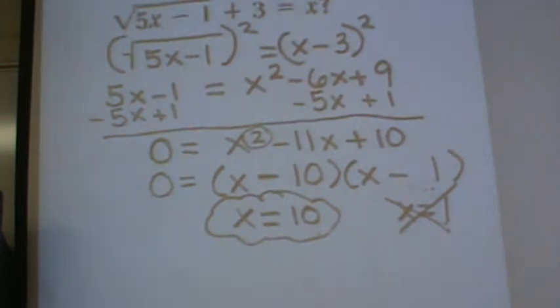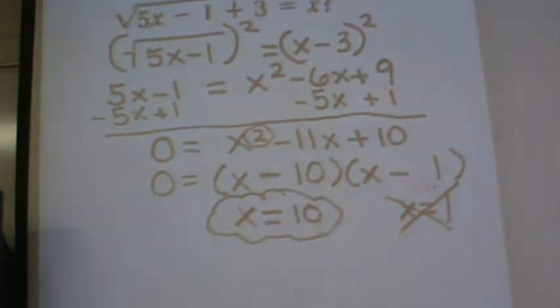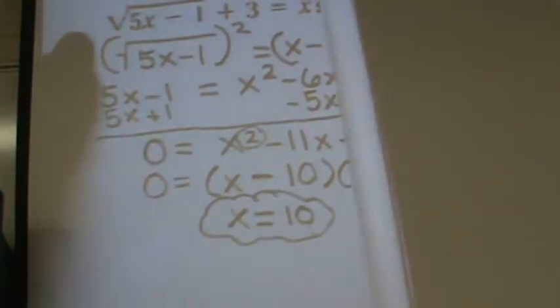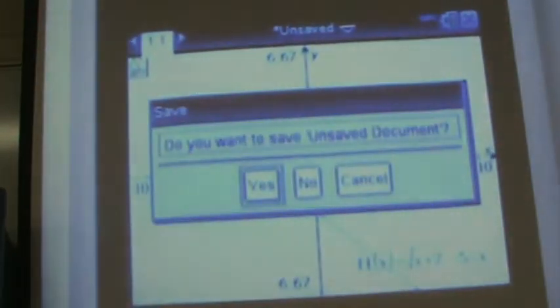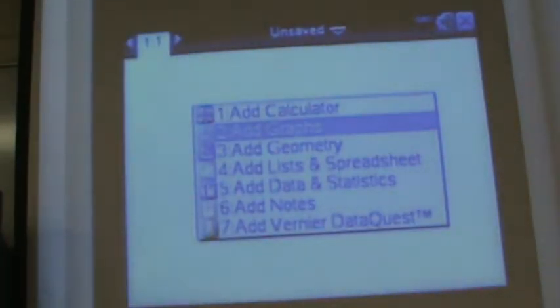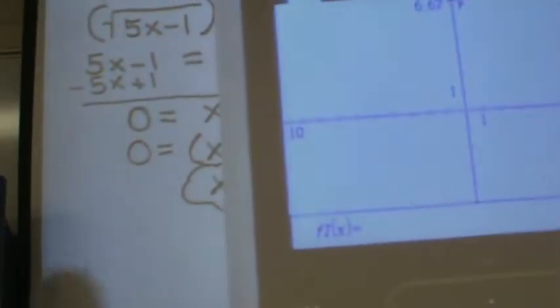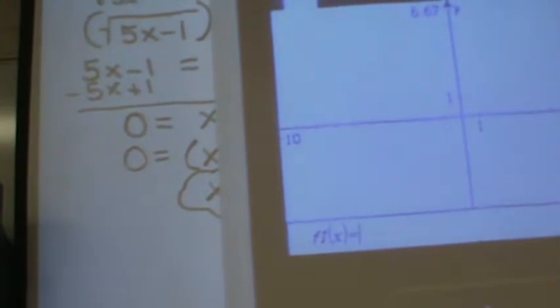We're going to prove that 10 is the answer. Let's type this in. How are you going to type it into your calculator? Someone help me out. So I'm going to add a new graph. New document. I'm not saving that one. I want to start over. So how do I type this equation in? Square root, control square root, 5x minus 1.